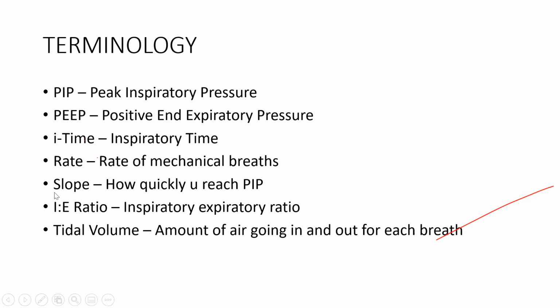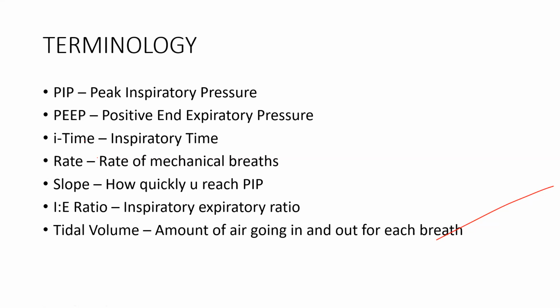Again, inspiratory time and slope go hand in hand. Inspiratory time is the time taken to reach the peak inspiratory pressure. And the rate on the ventilator is the rate of mechanical artificial breaths that you are going to give to the baby, or also the rate of mechanical breaths that are going to be supported to the baby. The slope for most of the new ventilators is auto adjusted. It basically tells you how quickly you want the peak to be achieved.